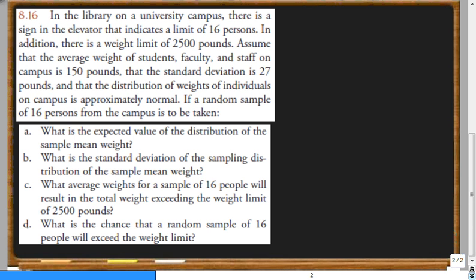So the next problem: in the library on a university campus, there is a sign in the elevator that indicates a limit of 16 persons. So only 16 people can get on the elevator. In addition, there's a weight limit of 2,500 pounds. Assume that the average weight of students, faculty, and staff on campus is 150 pounds, and that the standard deviation is 27 pounds. And the distribution of weights of individuals on campus is approximately normal.